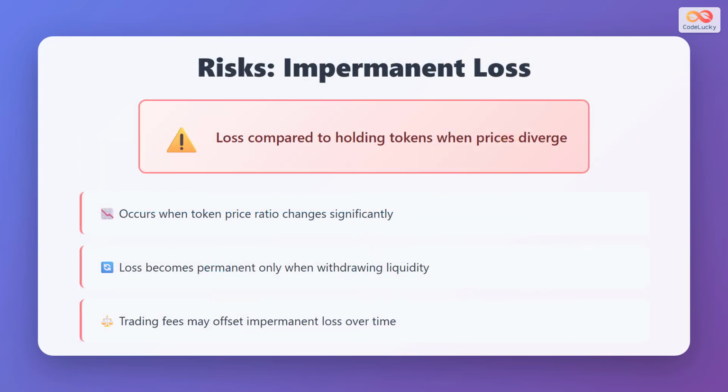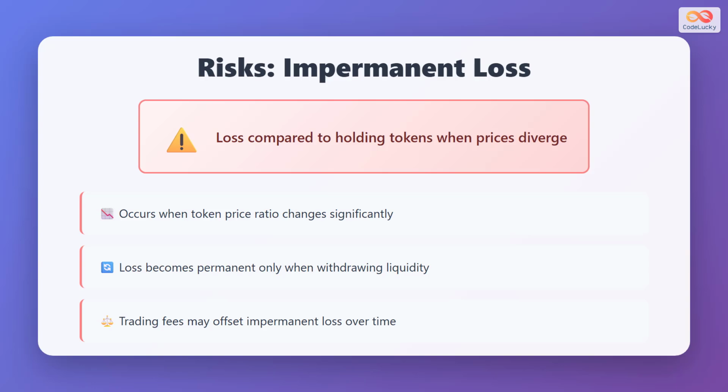However, providing liquidity isn't without risks. The biggest risk is something called impermanent loss. This occurs when the price ratio between your two tokens changes significantly compared to when you deposited them. Let's say you deposited Ethereum and USDC when Ethereum was worth $1,000. If Ethereum's price doubles to $2,000, the automated rebalancing of the pool means you'll end up with less Ethereum and more USDC than you originally deposited. If you had simply held your tokens instead of providing liquidity, you would have made more profit. That difference is impermanent loss.